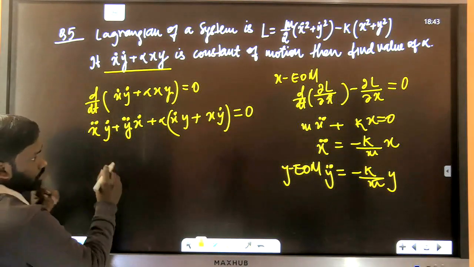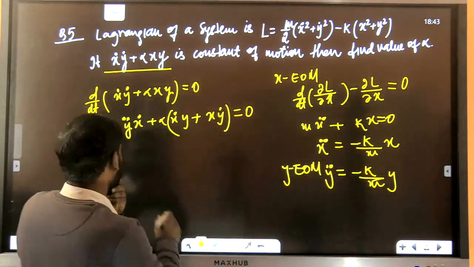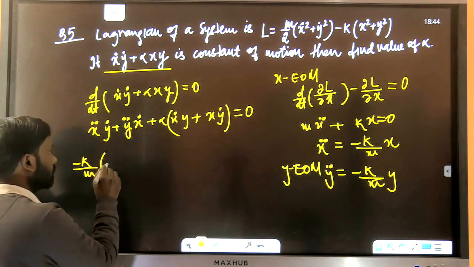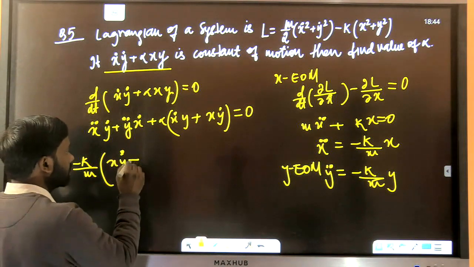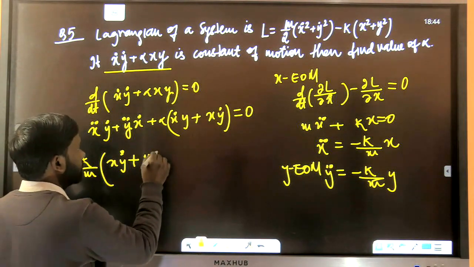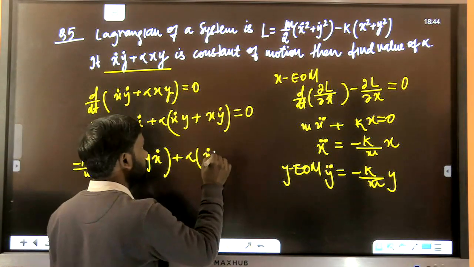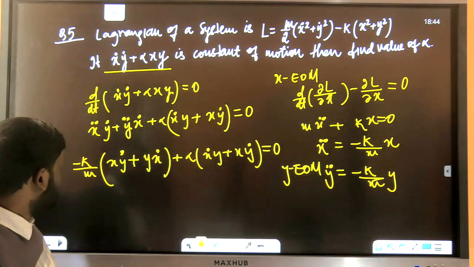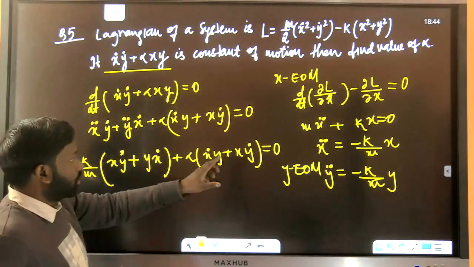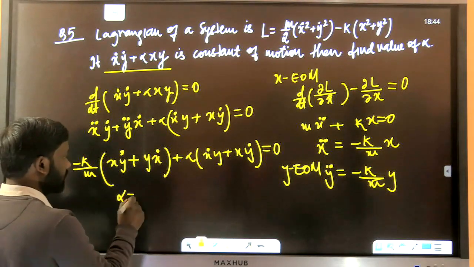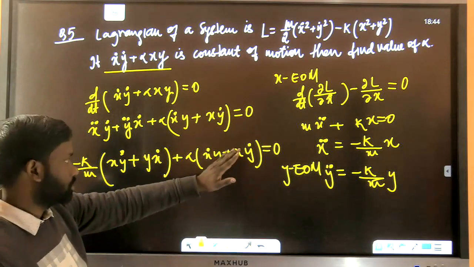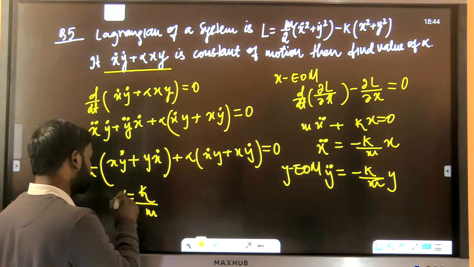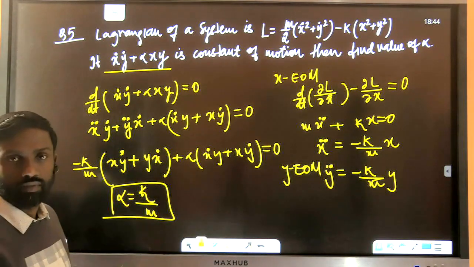So let's put those things here. You are getting the k by m factor in both, so you will get minus k by m common here. When you put x double dot, you get here x y dot, and when you put y double dot, you get here y x dot, plus alpha x dot y plus x y dot is equal to 0. So that's what we have. This x y dot, y x double dot, we can take common. We are dividing by this, so this will cancel out. So you will get alpha minus k by m equal to 0. Therefore alpha is equal to k by m. So that's the answer. This alpha was to be calculated, and this is the value of alpha.